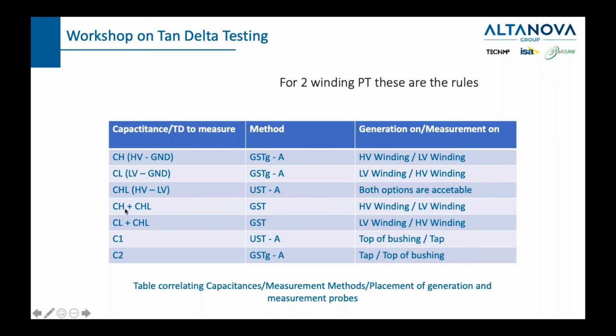And if we measure CH plus CHL, if we want to measure these two capacitances, we'll use a GST, and we can either connect to the high voltage and measure on the low, or connect to the low and measure on the high for CL plus CHL. C1, also nothing touching the ground, we use a UST A, generate on the top of the bushing and measure on the tap, and C2, we generate on the tap and measure on the top of the bushing using the GST-GA method.